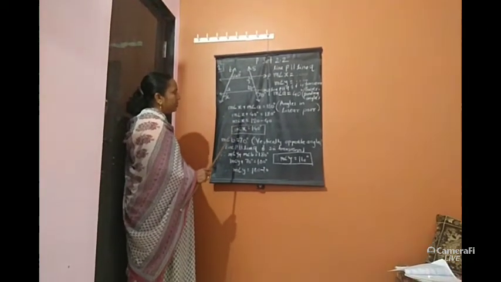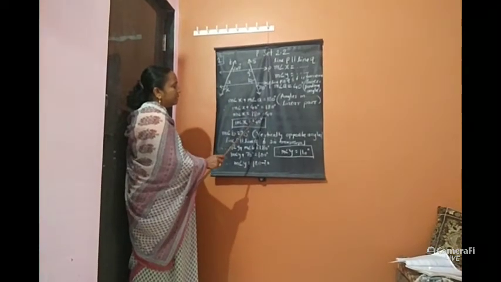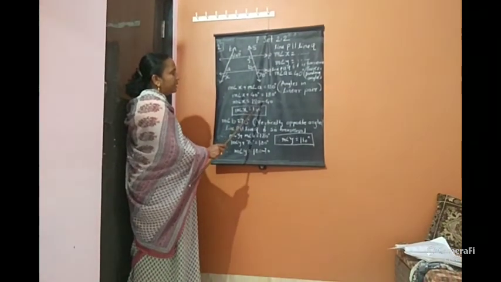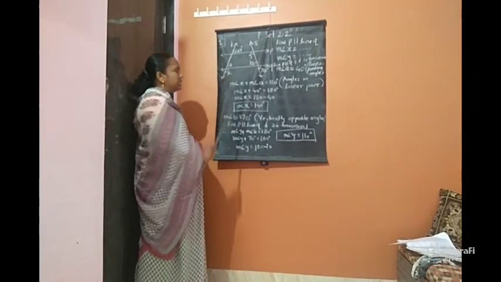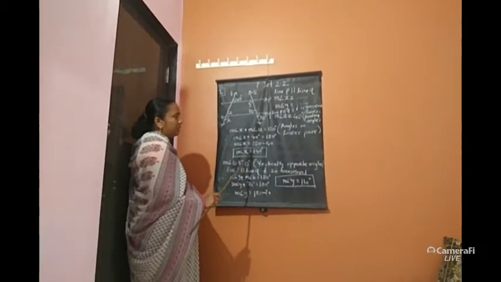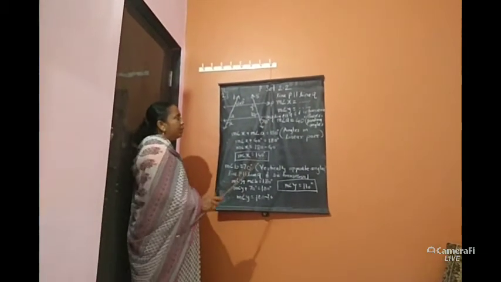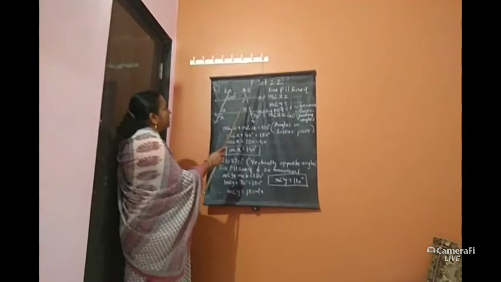Now we can find the measure of angle x is equal to 180. Here plus, when we change the side, it becomes minus. 180 minus 40 is equal to 140 degrees. Therefore, the measure of angle x is 140 degrees. This is our first answer. Now we have to find the measure of angle y. Here is the angle y.